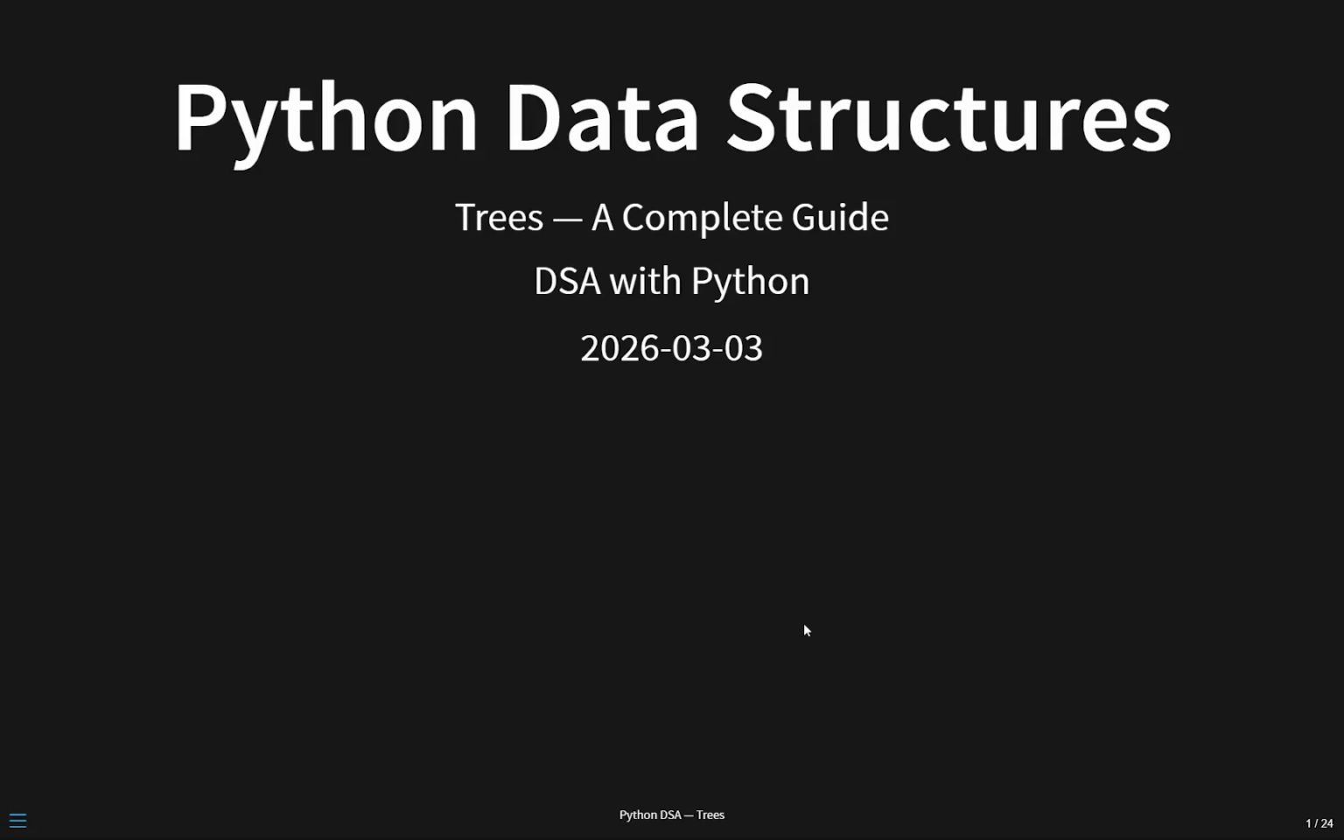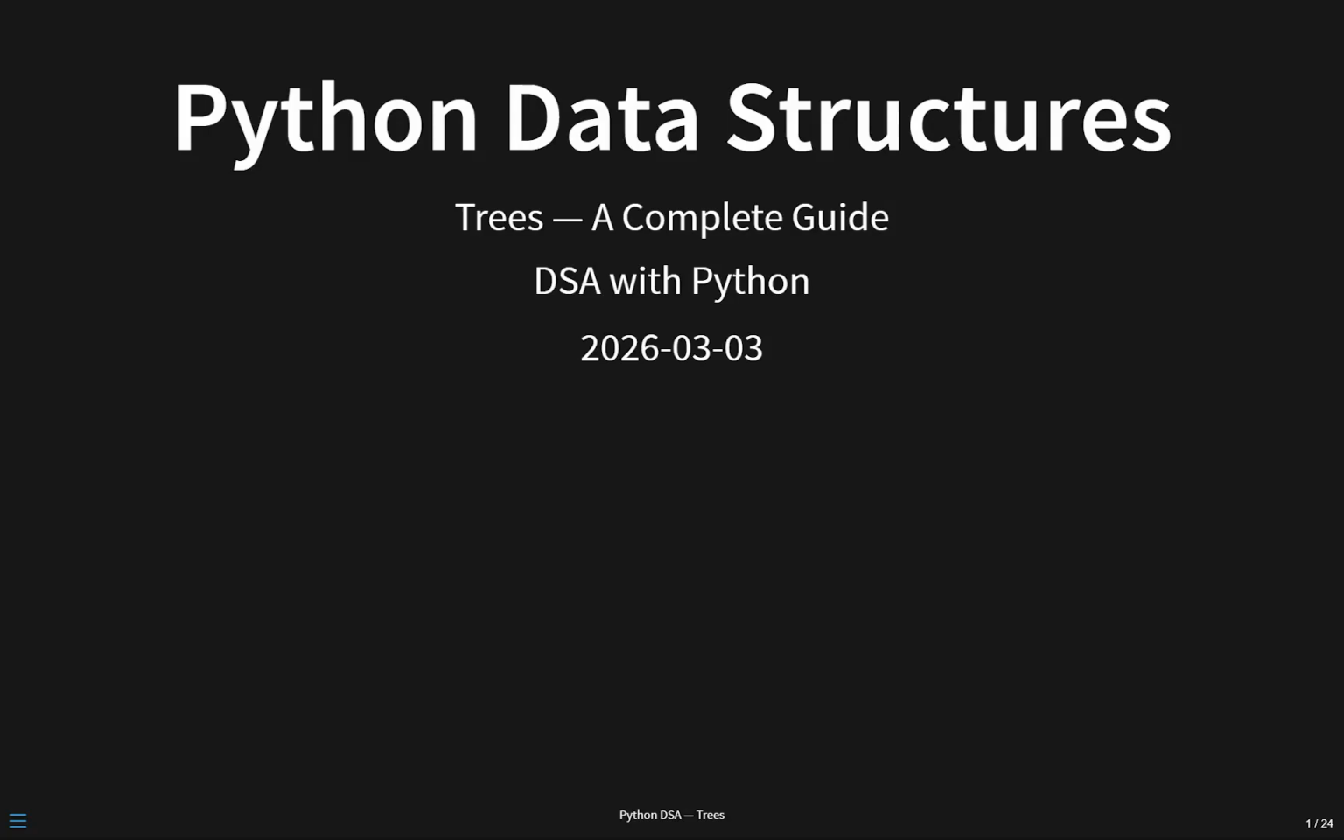Welcome back to Python DSA. Today we're covering trees completely. We'll start from what a tree even is, build up through binary trees, BSTs, traversals, deletion, balancing, heaps, tries, and segment trees. By the end you'll have the full mental model and the Python code to back it up.